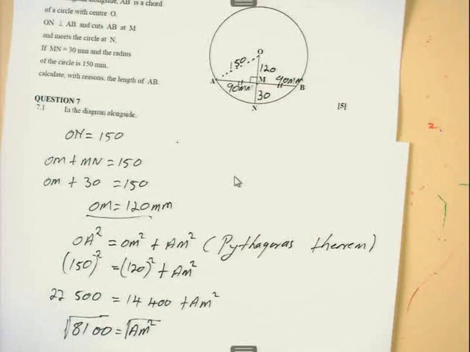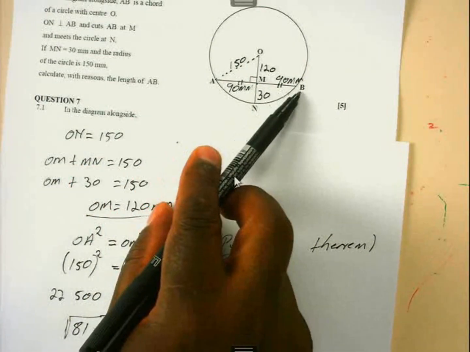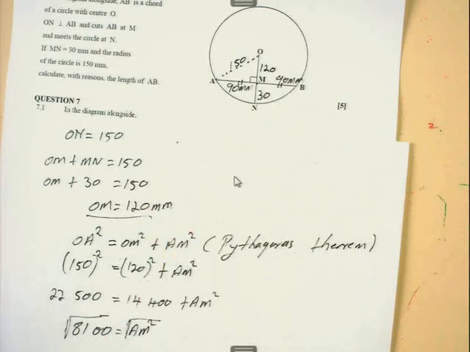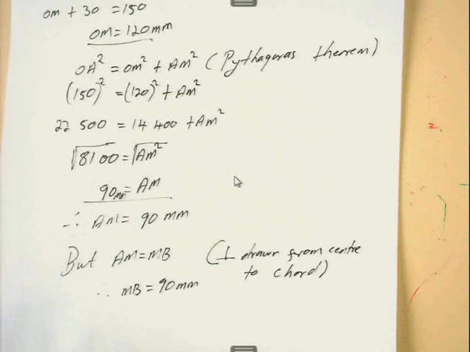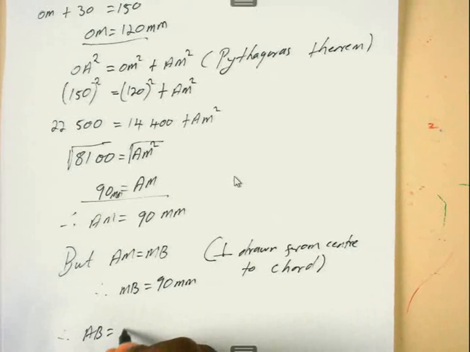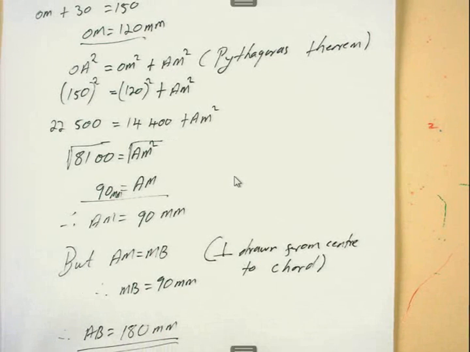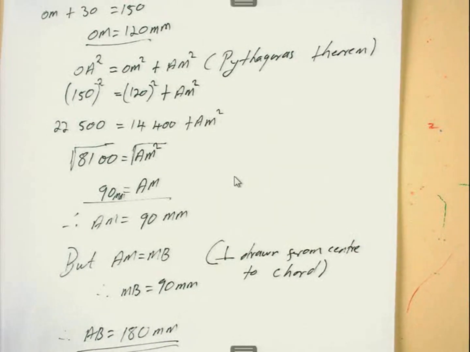Therefore, it's easy for us to answer the question. What will be the length of AB? 90 plus 90, which will give us 180 millimeters. Therefore, you conclude by saying, therefore, AB is equal to 180 millimeters when you add the two 90 millimeters.